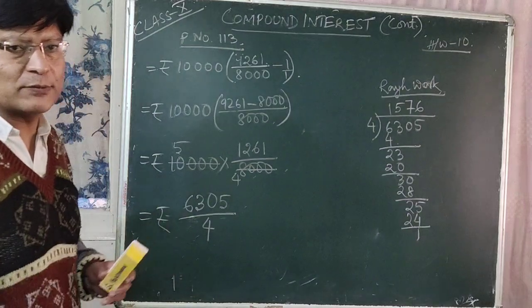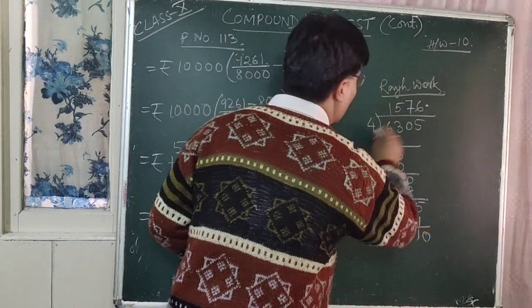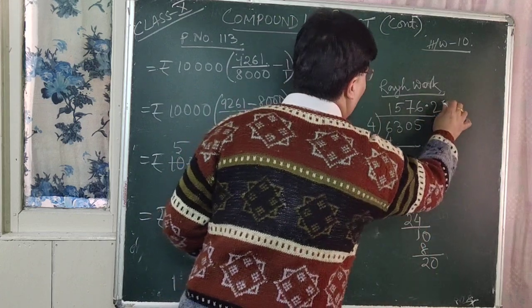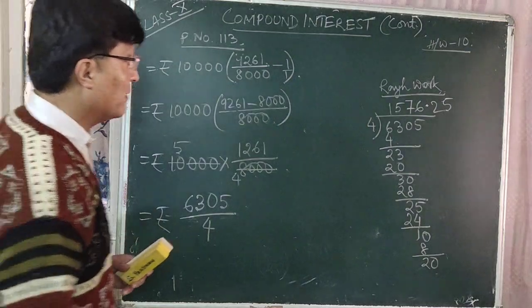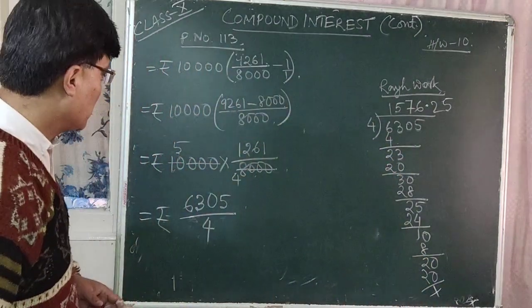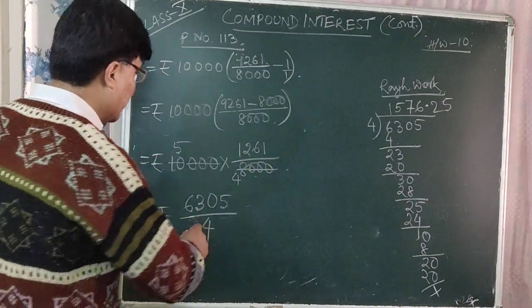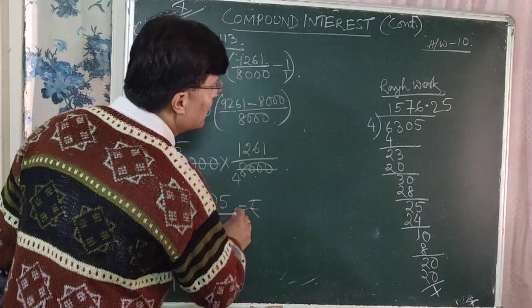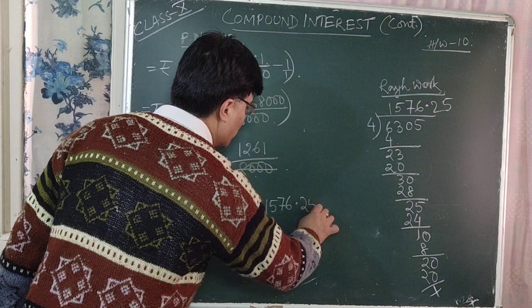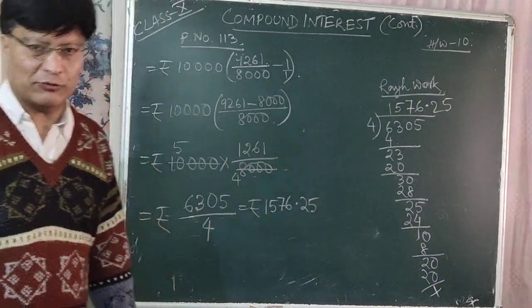Now let us write in terms of decimal. Point, 0, 4 2s are 8, 2, 0, 4 5s are 20. So 6305 is divided by 4. So what do we get? It is equal to rupees 1576.25. So we get this as a compound interest.